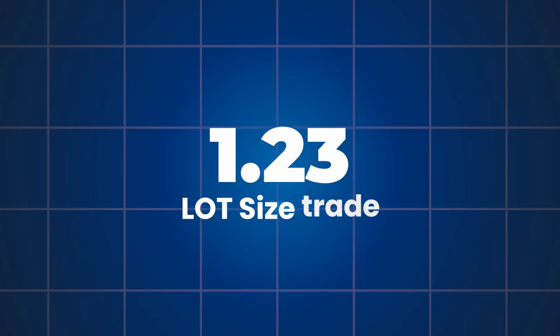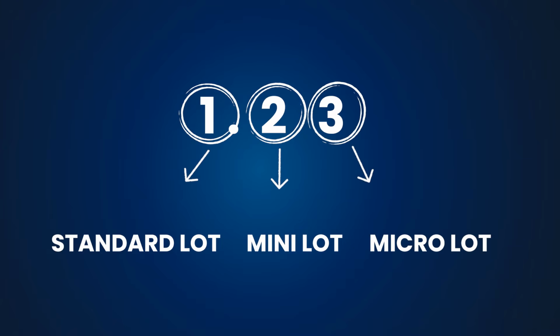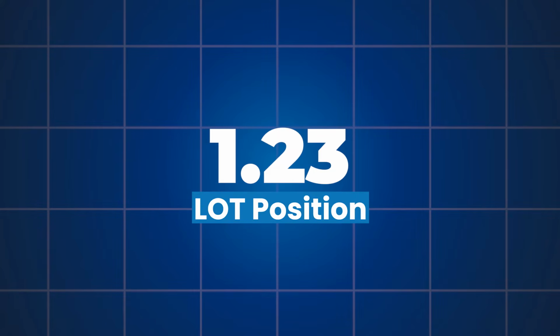Now, how would this look on a standard trading platform, for example, MT4, MT5? Normally on the top left, you would see that you have the trade size, right? Let's say, for example, it's a 1.23 lot sized trade. To break this down, the 1 would represent your standard lot, the 2 would represent your mini lot, and the 3 would represent your micro lot, right? So this would just mean that your trade is broken down as follows: 1 lot, 2 mini lots, and 3 micro lots, which makes it a 1.23 lot position.